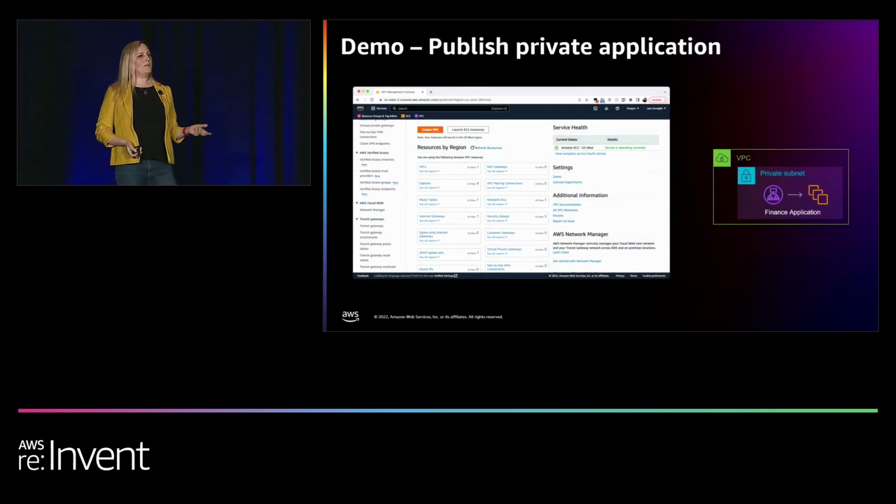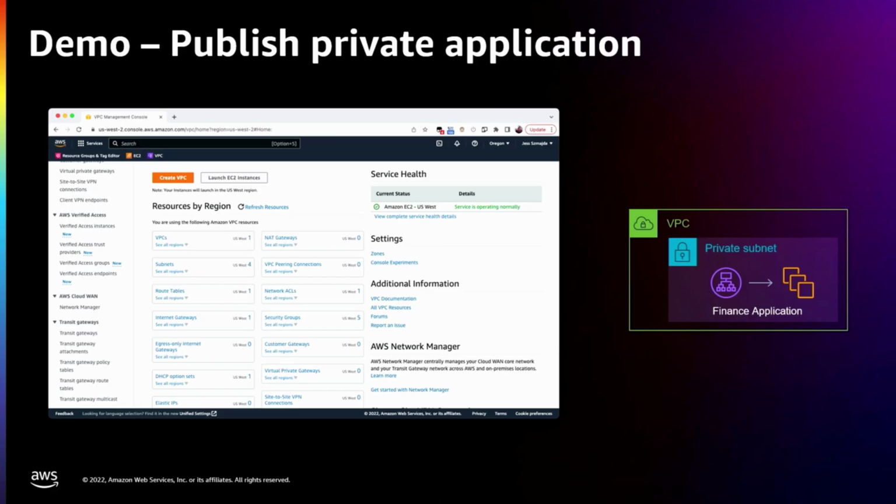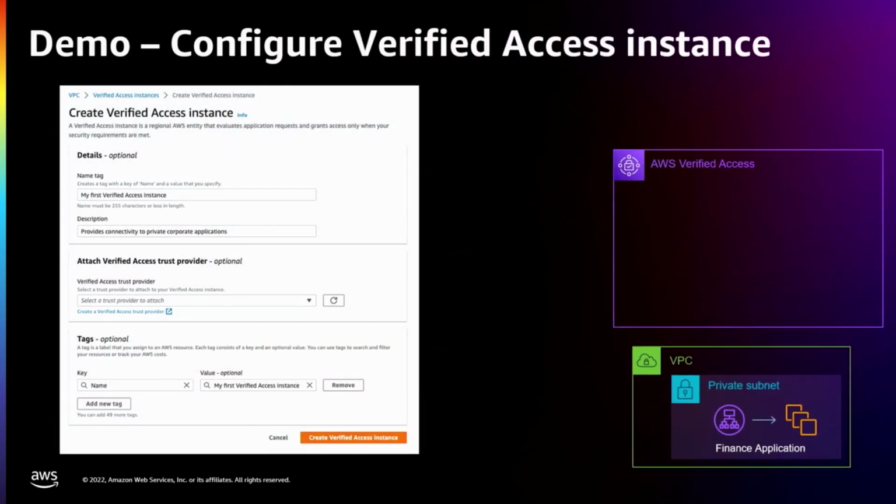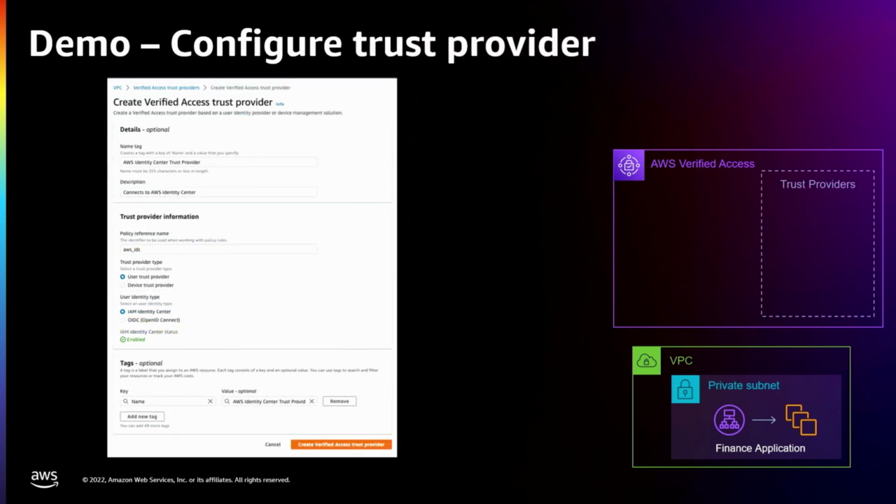So the first thing I'm going to do is go to the VPC console. Verified access lives inside of the VPC console. I'm going to look on the left side for the new verified access area, and I'm going to start creating a new instance. When I create a new instance, I give it a name and a description, and then I go and start to pick a trust provider. Now, I haven't created a trust provider yet, so I'm going to click on Create Trust Provider. That'll open a new tab.